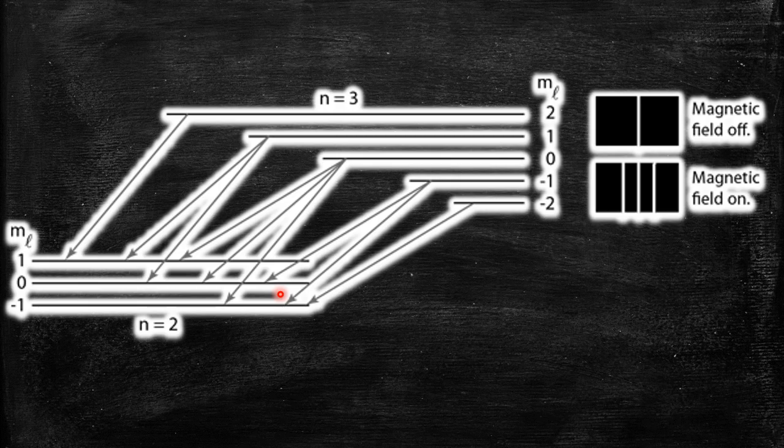I also added the diffraction image of the hydrogen atom. Without a magnetic field there is only one line present, and with the magnetic field three lines are produced.